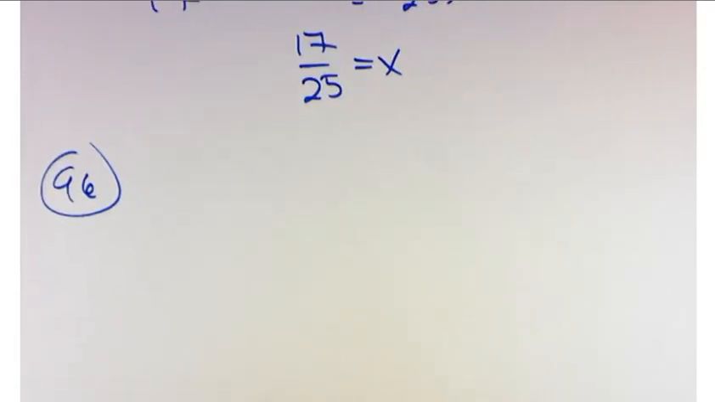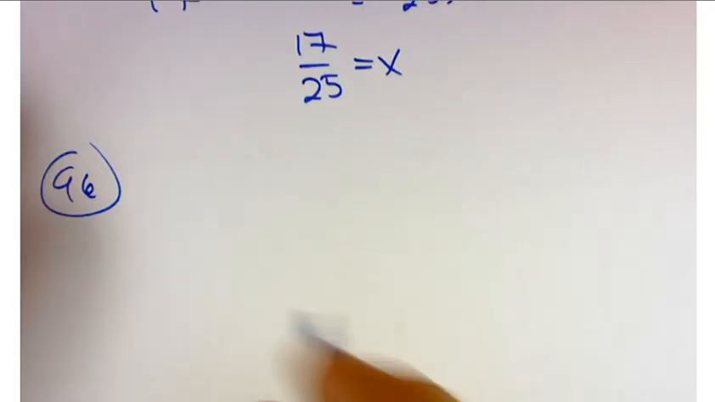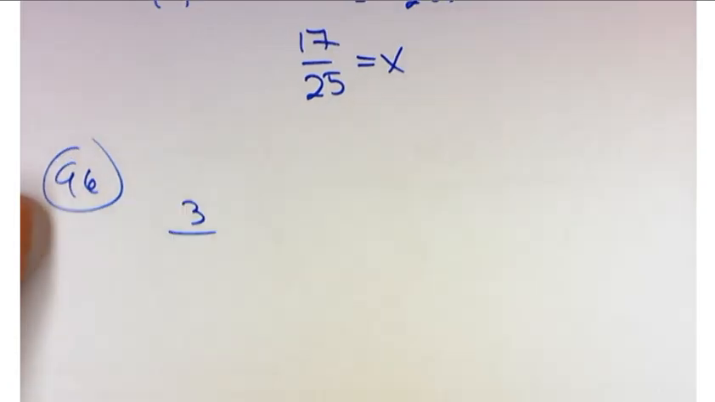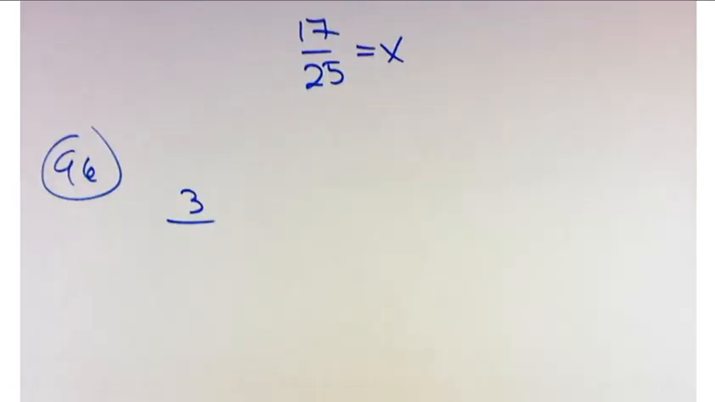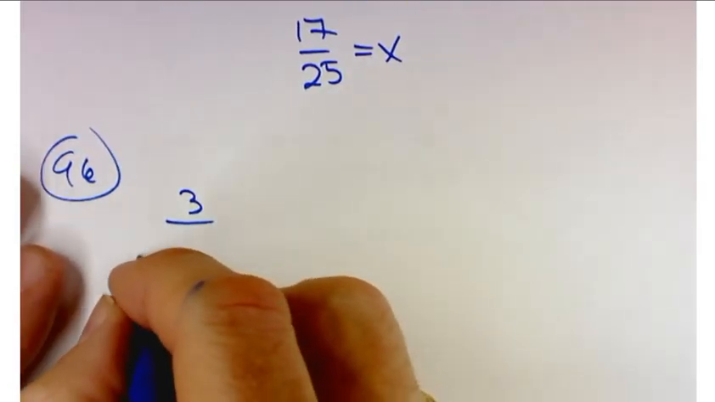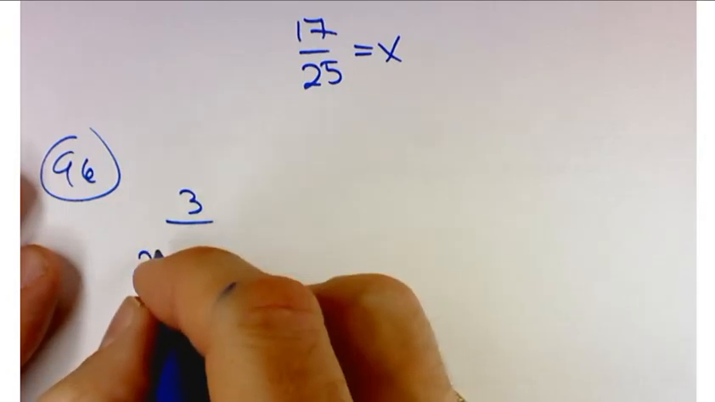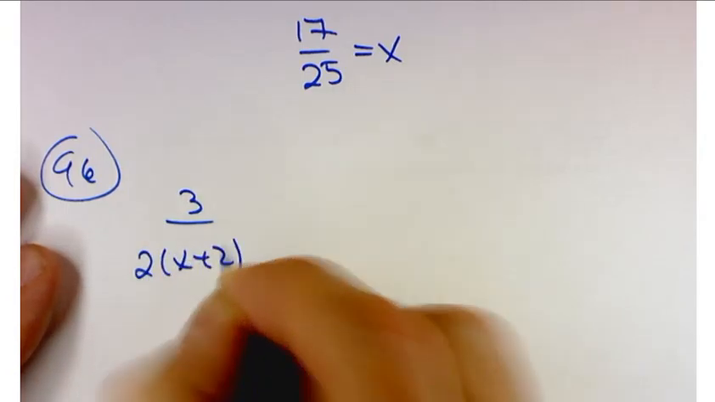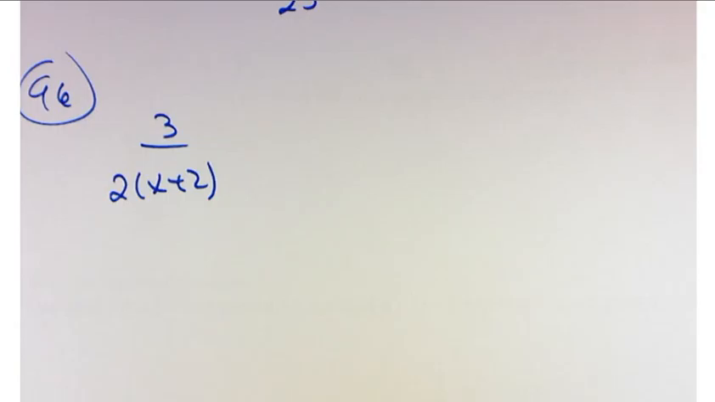To try and get through this one a little bit faster, if it's okay with you, I'm going to write down the denominators already factored. It's 3 over 2x plus 4. But let me just take the time to factor out the denominator for you a little bit. Let's just pull out the GCF. So 3 over 2 times x plus 2.